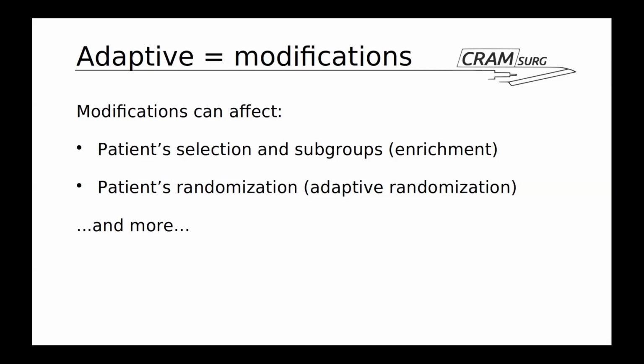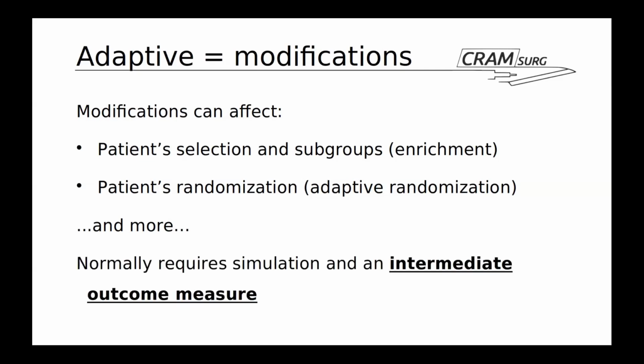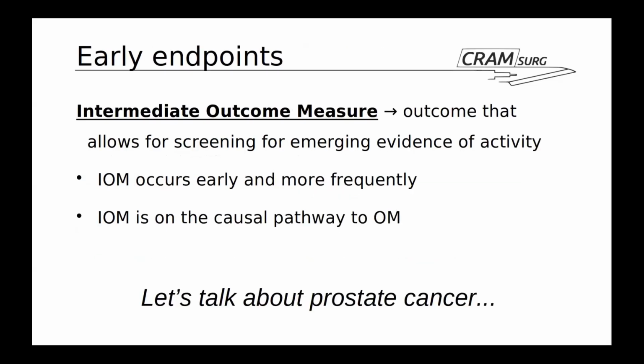In order to understand how these two types of adaptations are implemented, we need to have a look at what an intermediate outcome measure is, as this is necessary for the trial to be adaptive. When we talk about an intermediate outcome measure, we're talking about an outcome that allows for screening for emerging evidence of activity of a particular intervention.